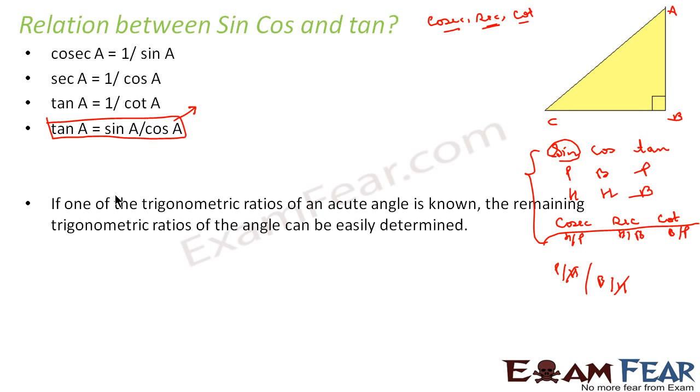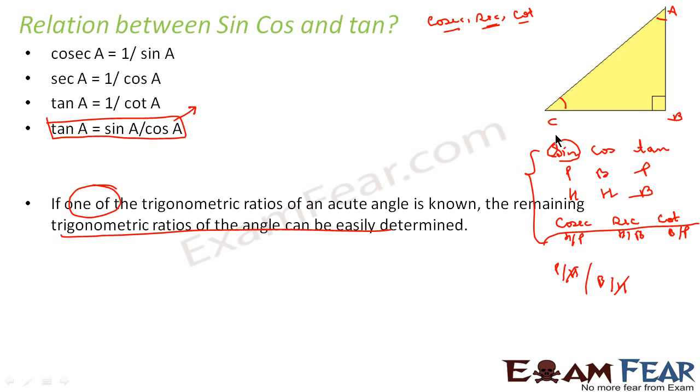We should also know that if one of the trigonometric ratios of the acute angle is known, for example, we know sine C, then we can determine everything. If you know the value of sine A, that's all that is needed. We can find cos A, cos B, cos C, everything: sec A, tan A, cosec A. So all the trigonometric ratios we can determine if only one is known. We'll take some examples to prove this.